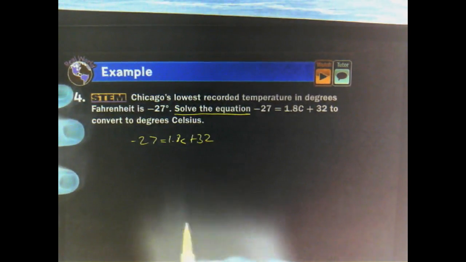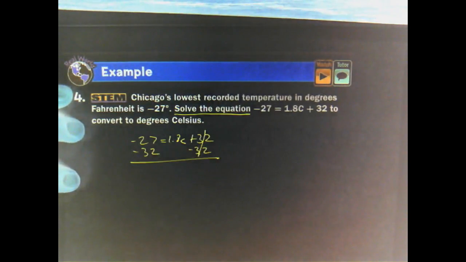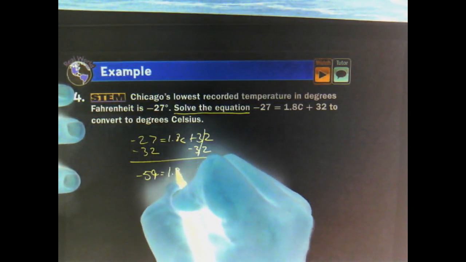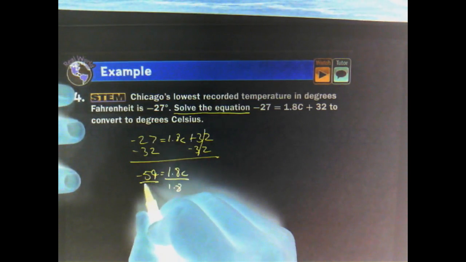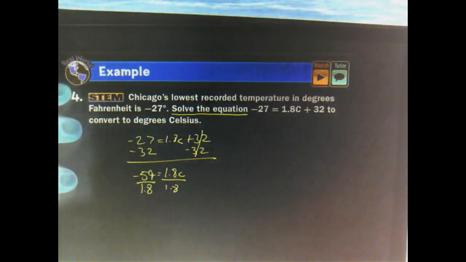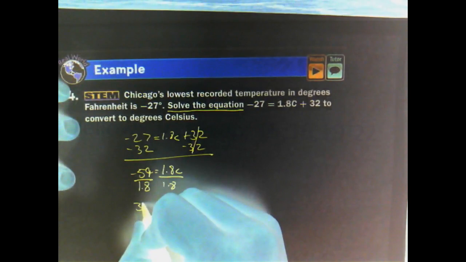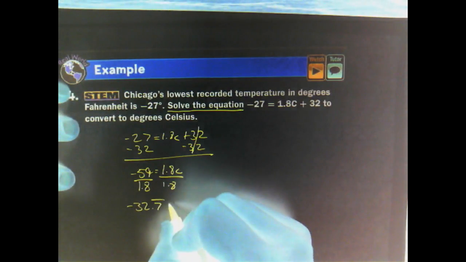The first thing I need to do is subtract 32 from both sides. These cancel. I have a negative 27 minus 32 more is a negative 59. So now all I have to do is divide by 1.8. And a negative 59 divided by 1.8 looks like it is 32.7 repeating. Negative 32.7 repeating.